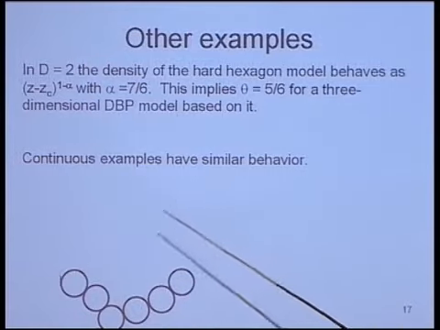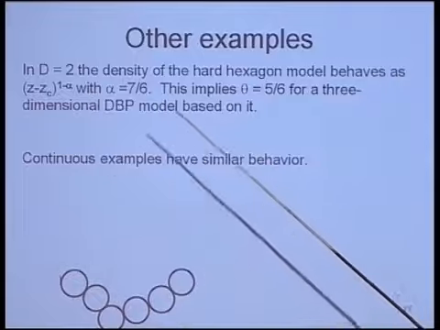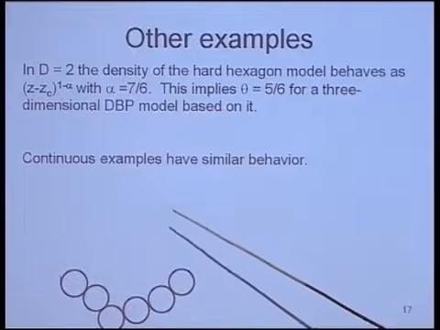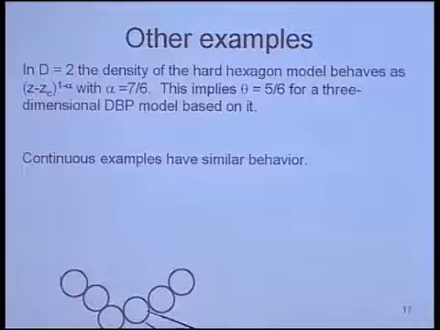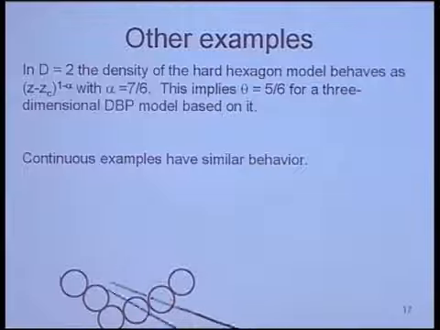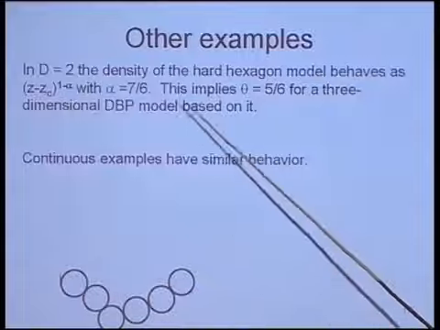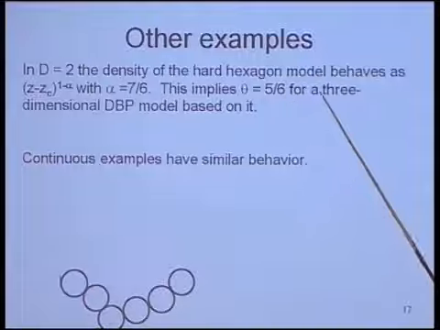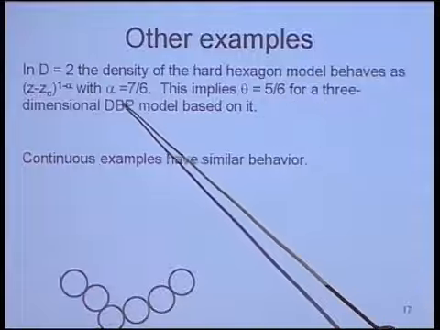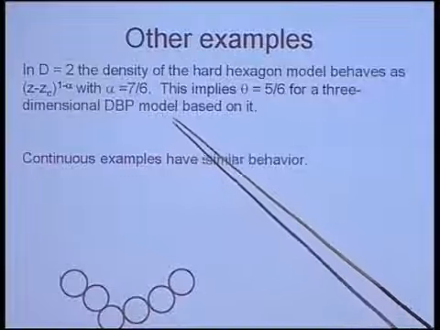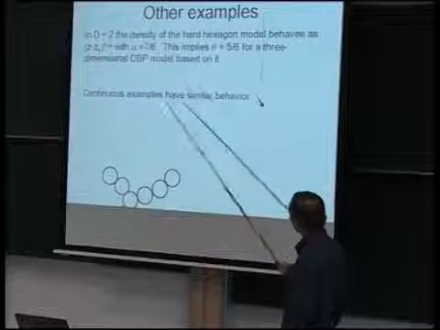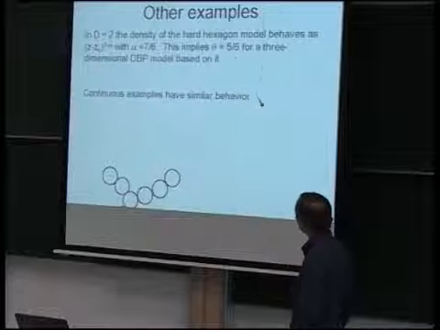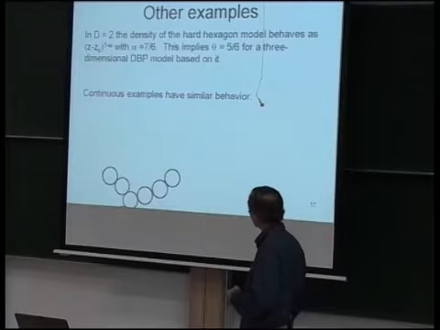Other examples, you can play around with this. You can choose different balls around the origin, or you can go to the continuum, for example. You do have directed branch polymers involving disks, which would look something like this. You can also go to the two-dimensional case and work with hard hexagons. And then the singularity there is known from Baxter's solution, and from that you can determine the value of theta for a three-dimensional directed branch polymer problem.